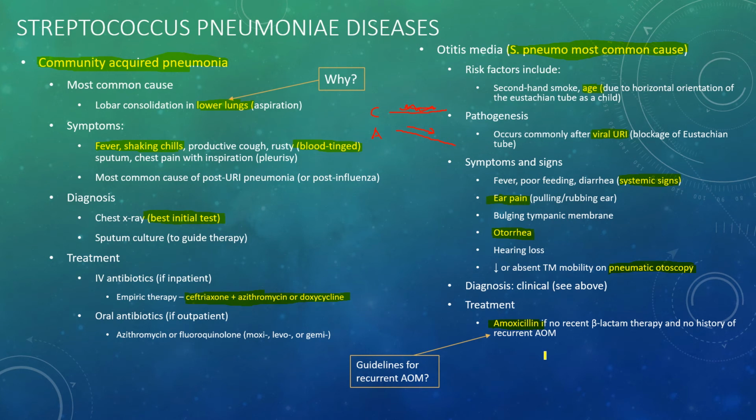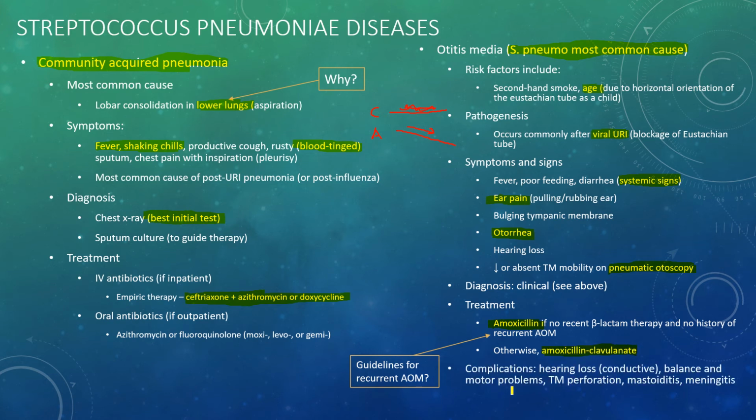Those are the ear tubes that kids sometimes get from ENT surgeons. So otherwise, give amoxicillin clavulanate. Remember, if amoxicillin is contraindicated, give amoxiclav.